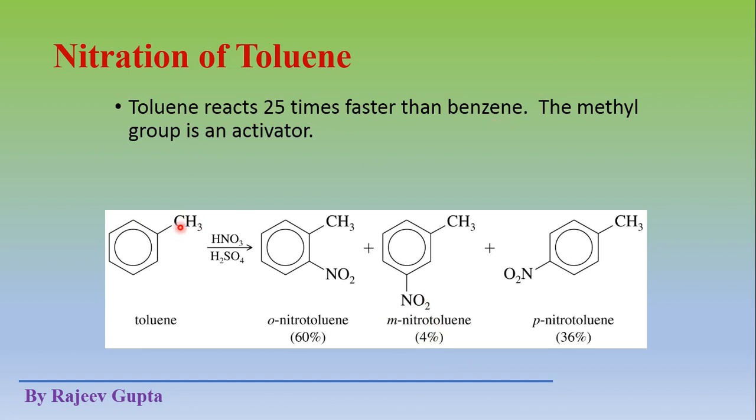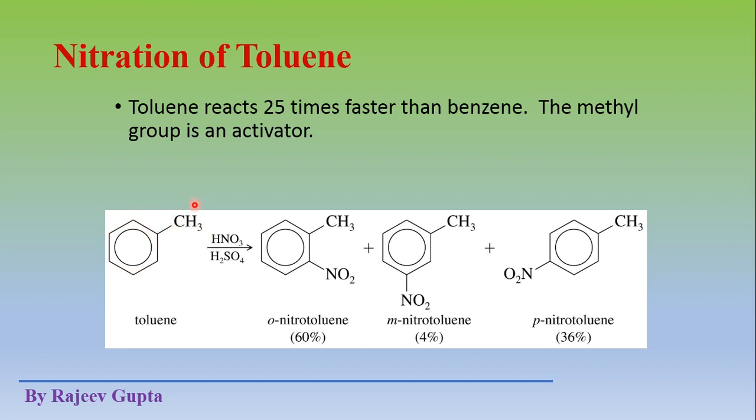Why? Because here a substituent is present and this methyl group is a ring activating group, which increases electron density in the benzene ring due to its inductive effect, or we can say plus I effect or plus inductive effect, where it repels its sigma bond electron density to the ring. So the electron density increased in the ring.